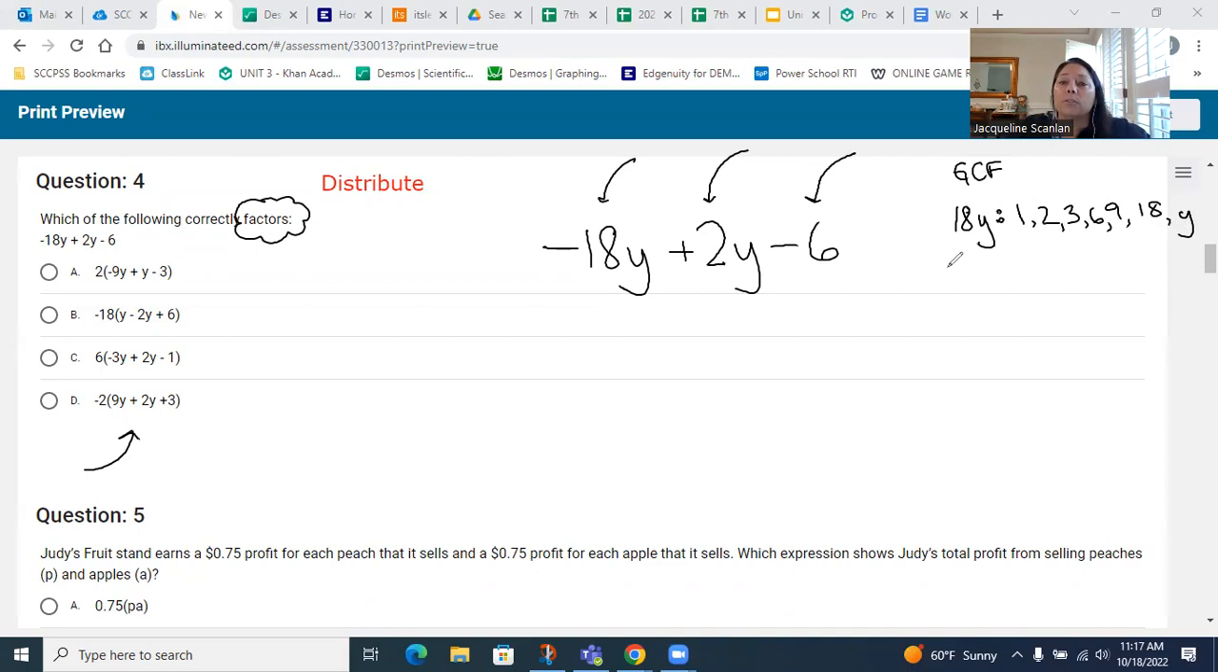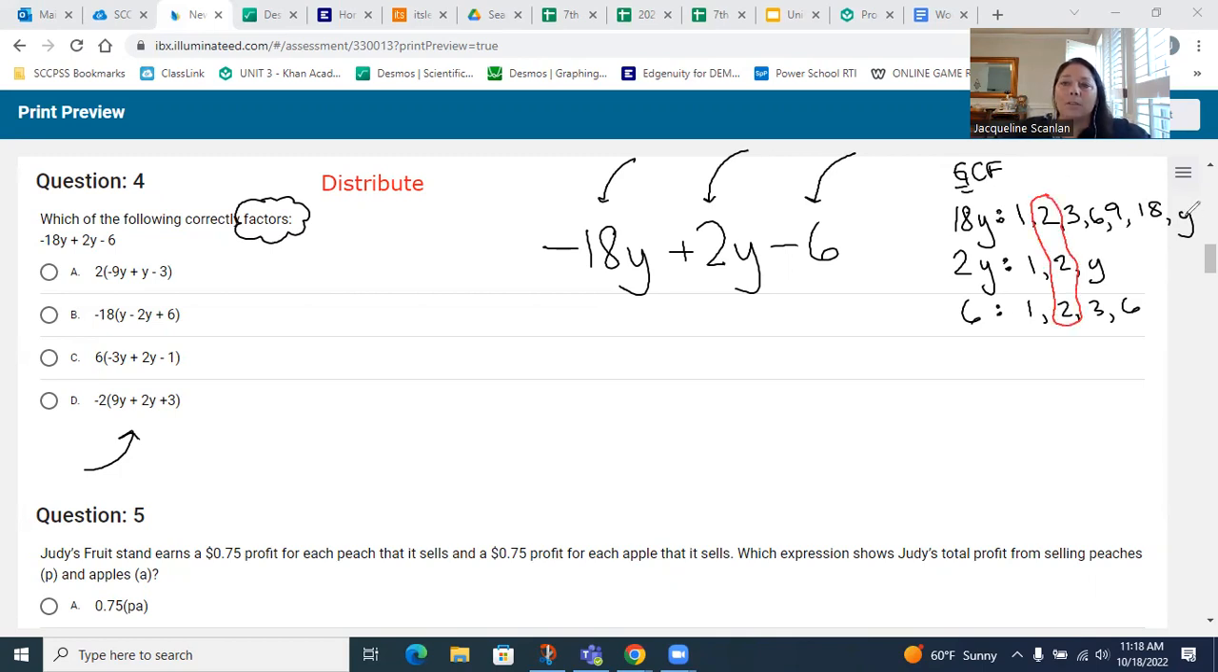I'm going to do the same thing for 2y and for 6. Again, I'm ignoring the negatives. So the factors of 2y are obviously 1, 2, and y. And then the factors of 6 are 1 times 6 and 2 times 3. Okay, so because I'm looking for the greatest common factor, I'm looking for the biggest number that's the same in all three lists. And that would be a 2. All right, 2 is common.